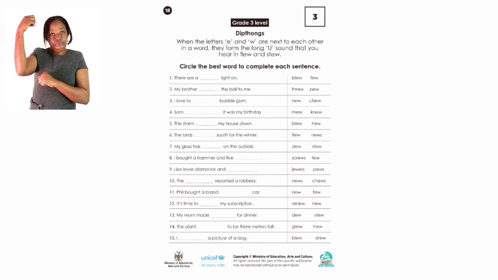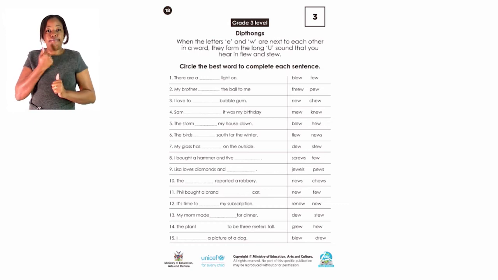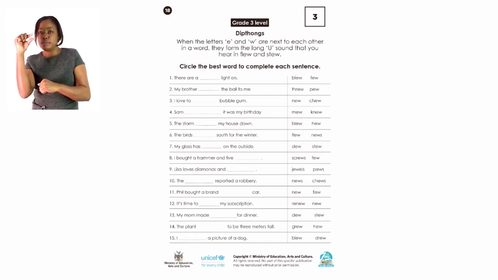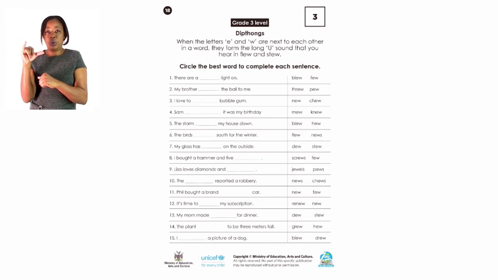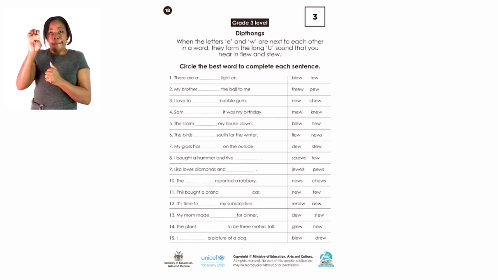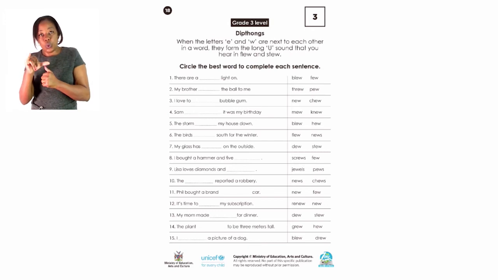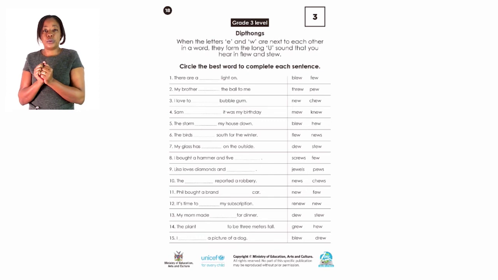Number 2, my brother the ball to me. What did my brother do to me? He the ball. Which one is the word that can best suit in the line there? Is it threw, like if I throw, I throw you with something. If it was yesterday, I would say, I threw. Okay? And then through. Now, let's check which word will fit in the line there.